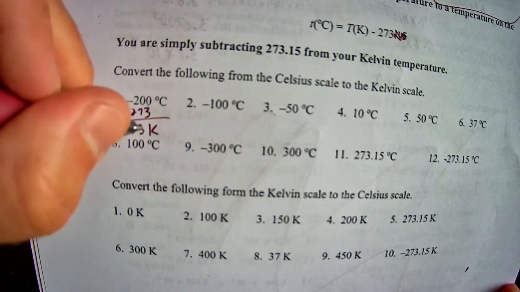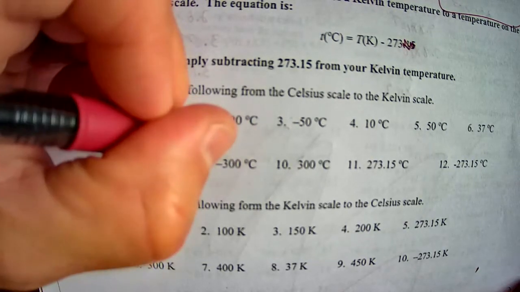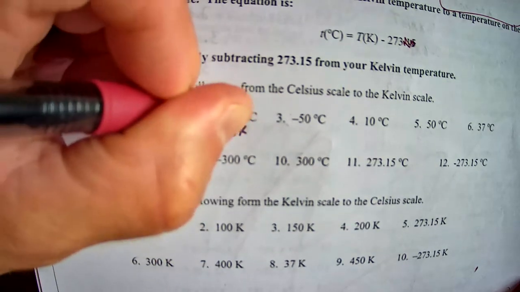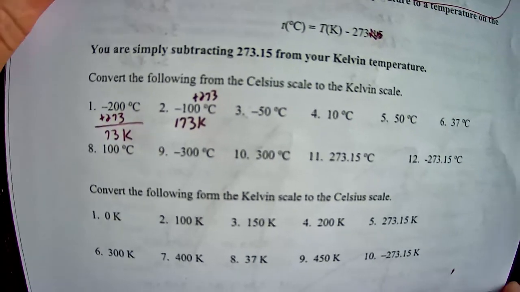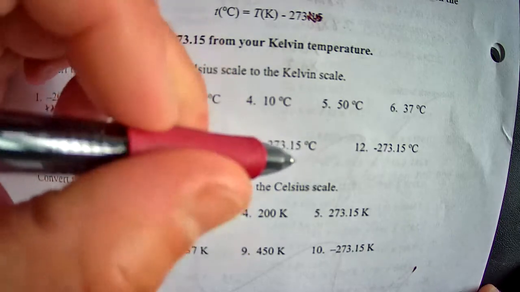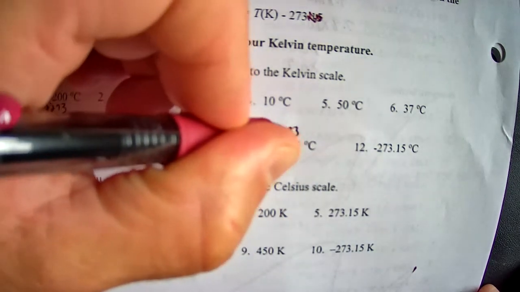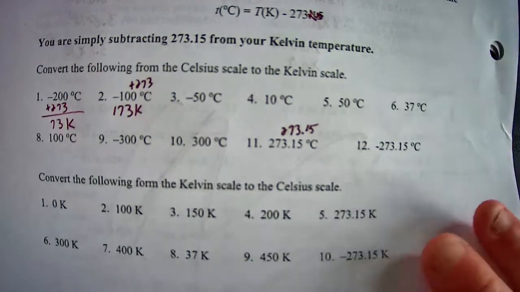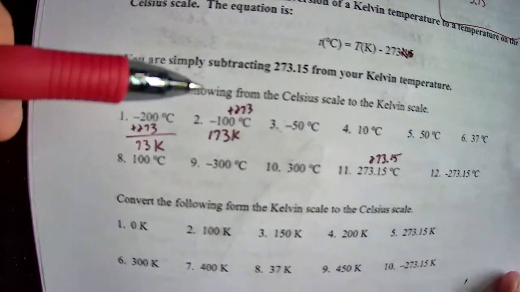Remember, you don't have to put the degree sign, but if you do, whatever, not a big deal. Negative 100 degrees Celsius, that gives you 173 Kelvin, right, because you're just adding 273 to it. Now, I'm just going to jump around a little bit. For number 11, you notice how it has the decimal points in there. So now I'm going to pay attention to that 0.15 part of the equation there, right? 273.15. I ignored it for the other ones because they were whole numbers.